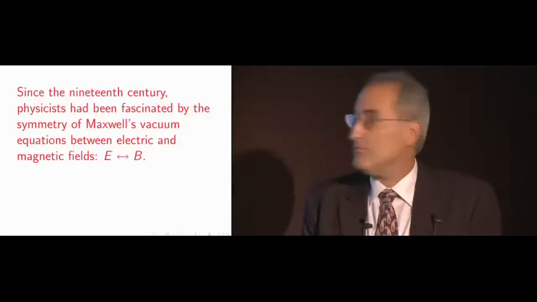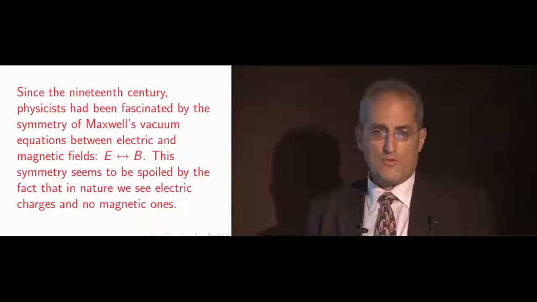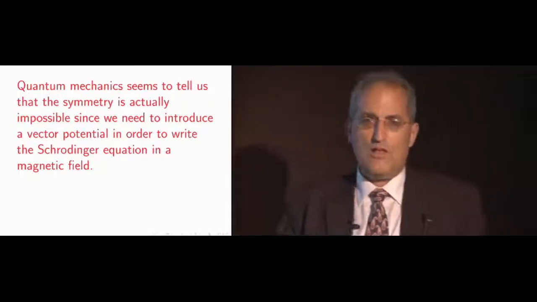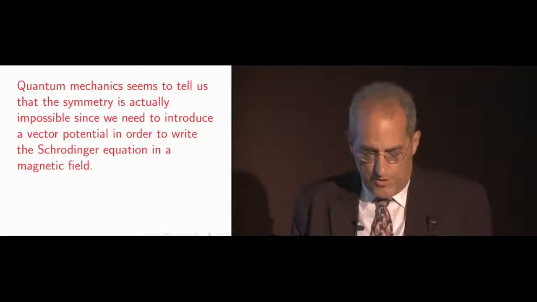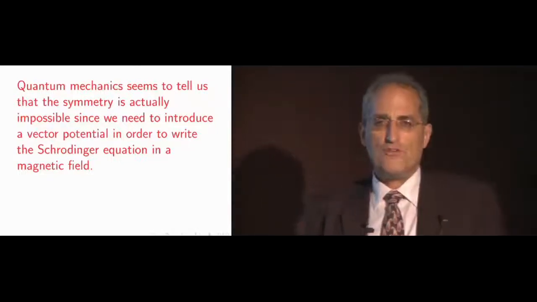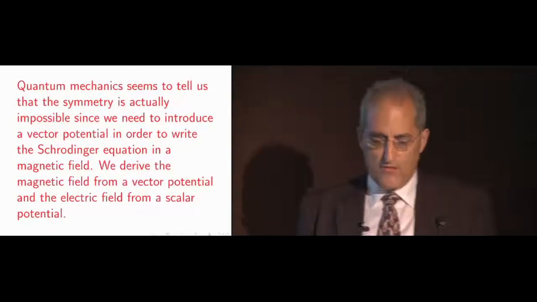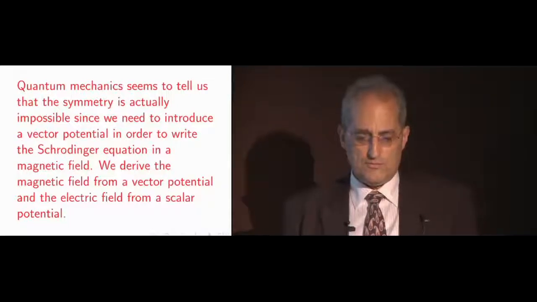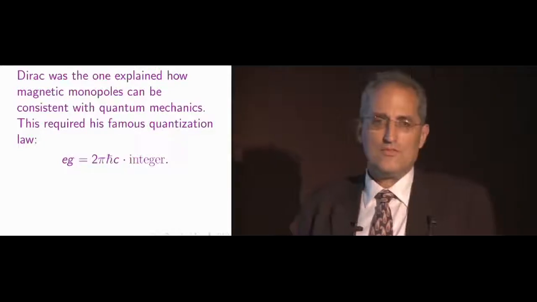Now, in a sense, it seemed like an accident because, for one thing, in nature we see electric charges and no magnetic ones. And worse than that, quantum mechanics seems to tell us that it's impossible to have a symmetry between electricity and magnetism. Because to write a Schrödinger equation, we need to introduce a vector potential, and the vector potential breaks the symmetry, since we derive the magnetic field from a vector potential and the electric field from a scalar potential. So, okay, the symmetry seemed impossible.